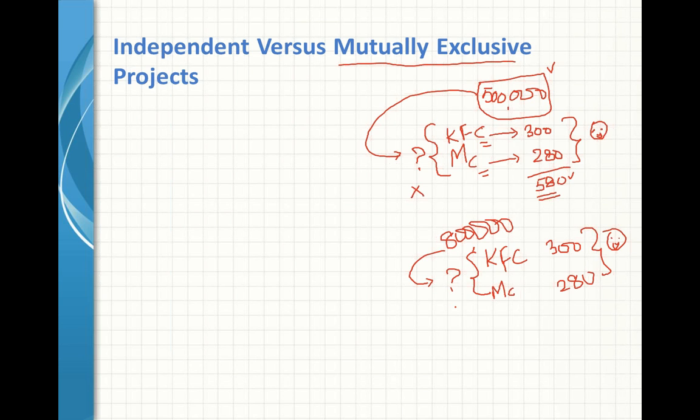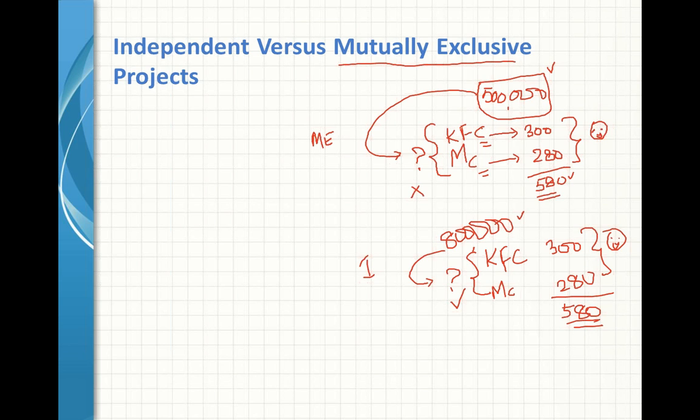Yes, of course. Why? I do not have any capital shortage here. It is enough to accept both the projects. Therefore, these two projects are called independent projects. These are called independent projects and these are called mutually exclusive projects. Independent projects: one project does not reject the acceptance of the other project because of adequate capital.